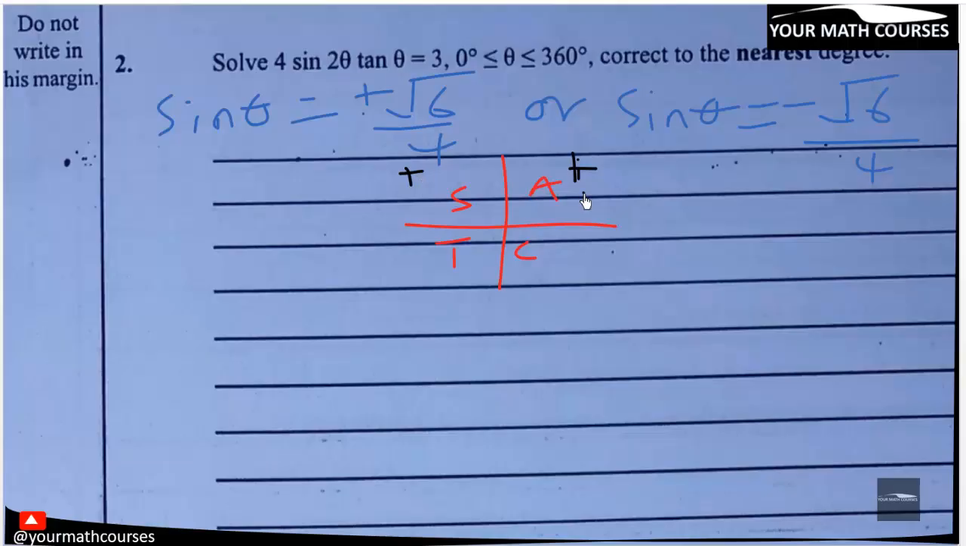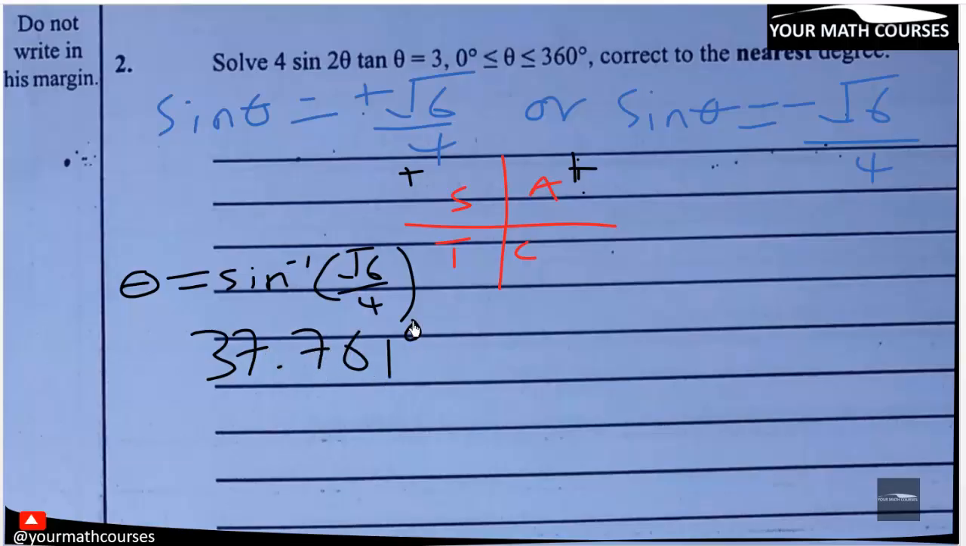First we need to determine the acute angle in the first quadrant. That is given by theta equal to sine inverse of root 6 over 4. Sine inverse of root 6 over 4 is 37.761 degrees. To the nearest whole number, that gives us 38 degrees. So this is the acute angle in the first quadrant, and it is part of theta.